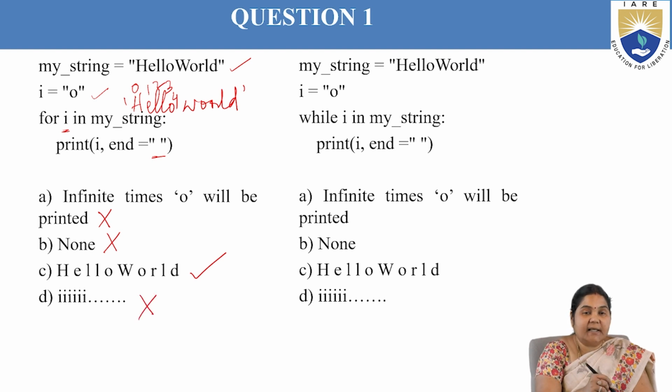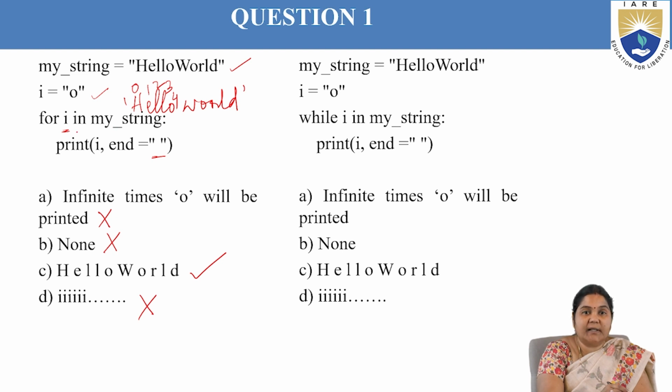Now, with the same type of code, if I change my for loop to a while loop, what will be the difference? You know that in a for loop, there are three parts: initialization, stopping criteria, and auto increment. The first time, I value is the character at 0th index, so it will take H. Then it will print H.